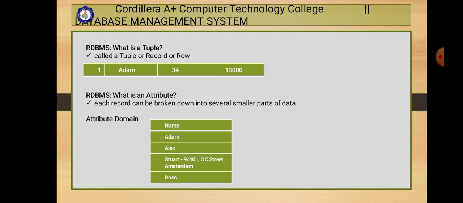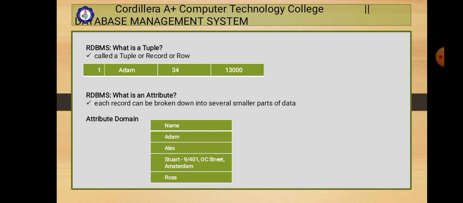So, the above employee table consists of 4 attributes: ID, name, age, and salary. What it says there is that a record can be broken down into several smaller parts. So that is an example of the attribute.